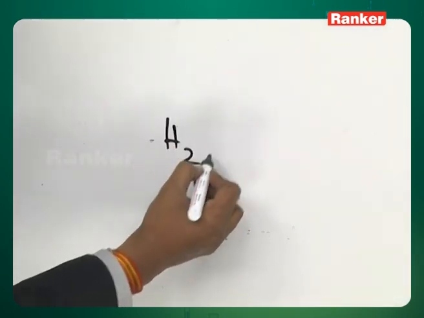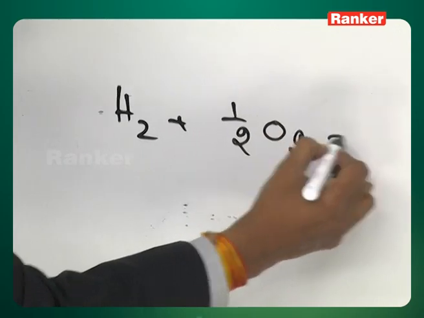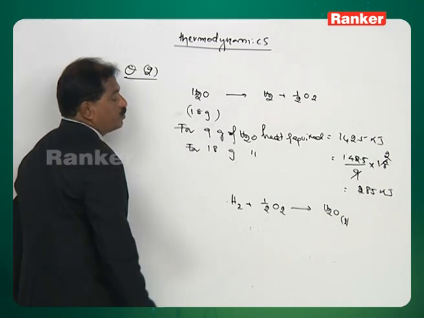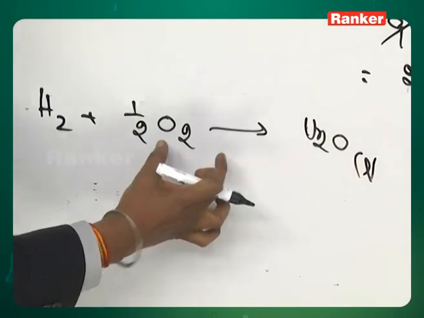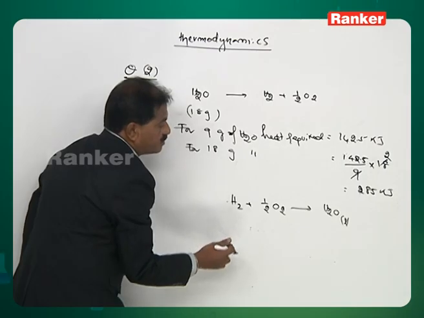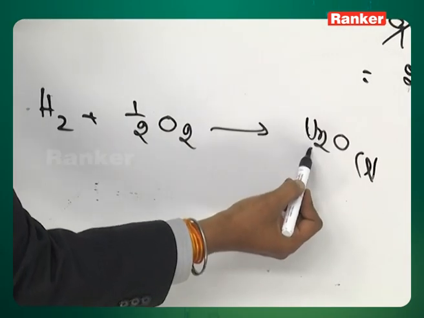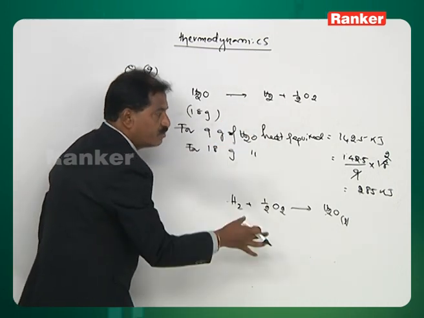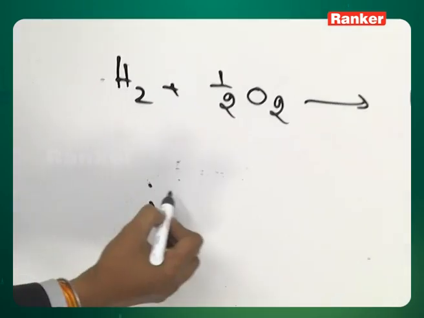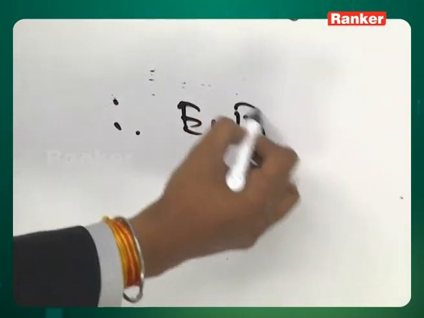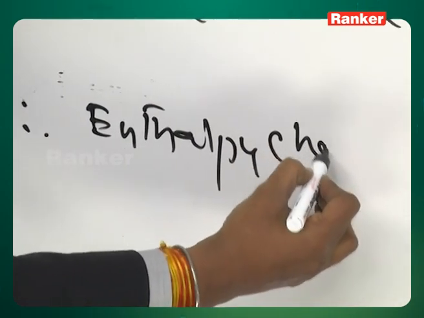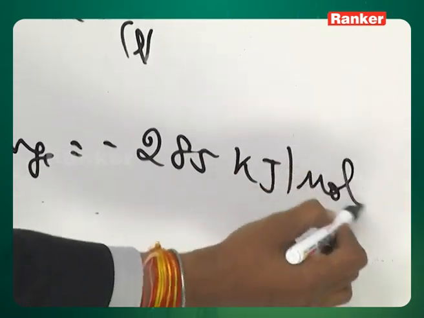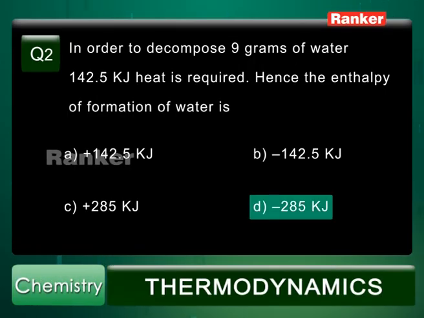For that purpose, first construct the formation reaction for water. While constructing the formation reaction of water, first you put 1 mole of water on the product side, then you take the suitable moles of the reactants on the reactant side. This formation reaction is exactly opposite to the decomposition reaction. Hence, the magnitude of the enthalpy change involved is the same but with opposite sign. Hence, enthalpy change is minus 285 kilojoules per mole. Therefore, answer is D.